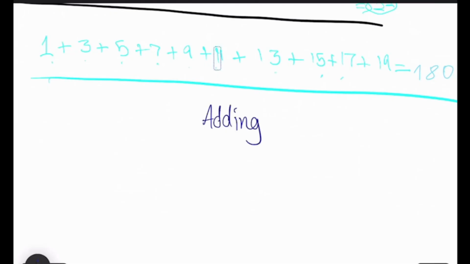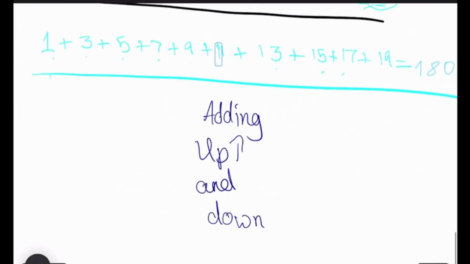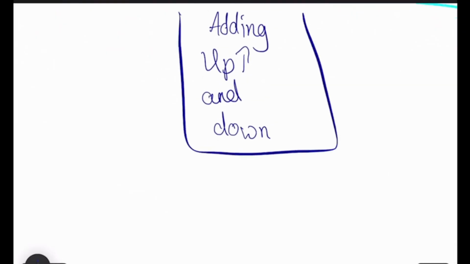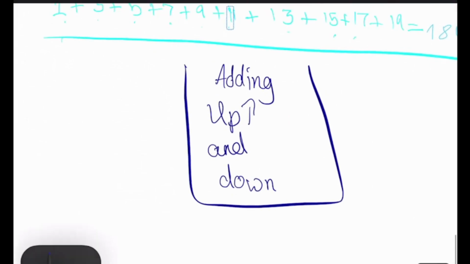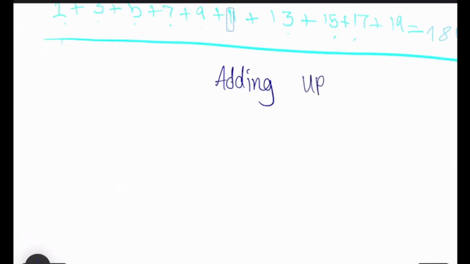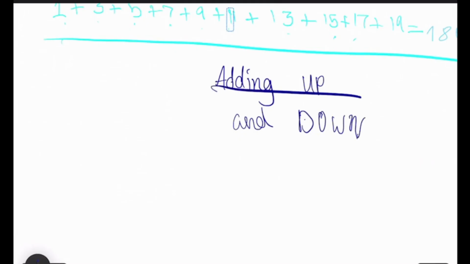I'll just write: adding up and down. Up means up and down. I was telling about adding up and down. You might not understand with the text, but let's just divide this and see. This is taking a lot of space. Adding up and down. How do you do that?